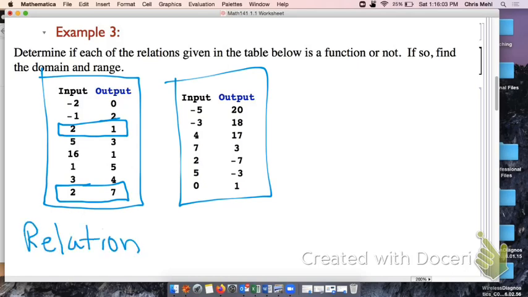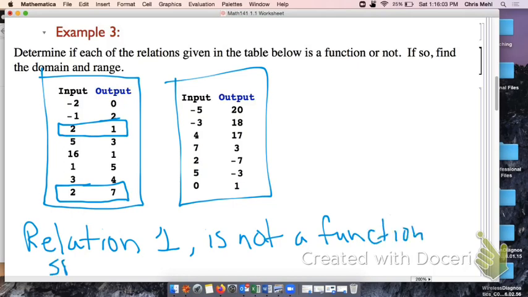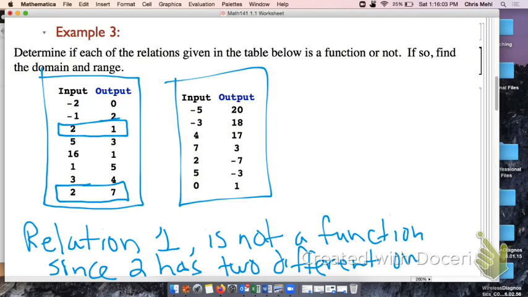So what I'll say here is that relation 1 is not a function, since 2 has two different outputs, namely it has the outputs of 1 and 7. So relation 1 is not a function. We have found an input that is being assigned to multiple outputs.